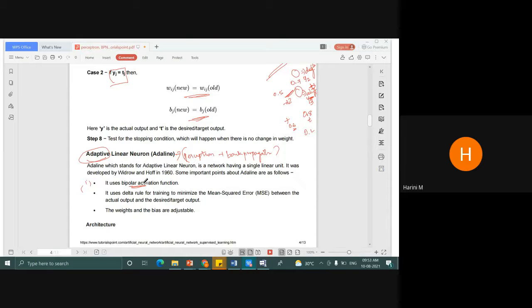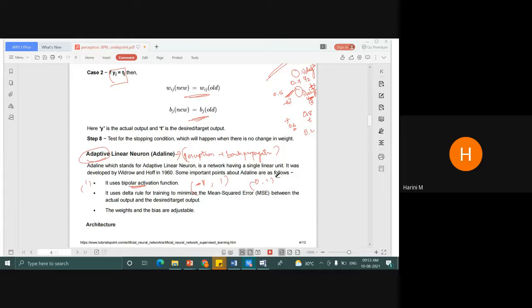That is known as binary. If it's bipolar, then the values are going to be in the range of -1 to 1. If it's binary, then it's 0 to 1. That is the only difference. So this adaptive linear neuron uses this bipolar activation function.